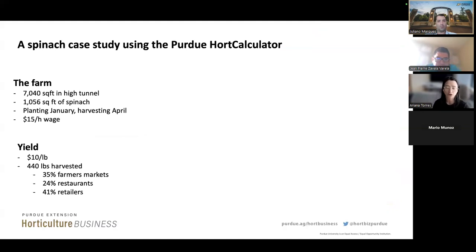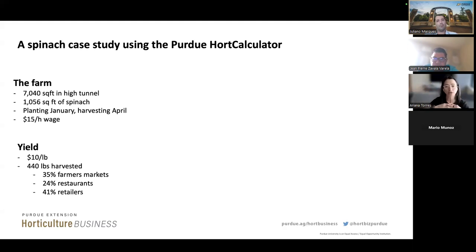So let's say we have a case study using the HortCalculator of a farm that has 7,000 square feet on their high tunnel. Out of them, about 1,000 are planted with spinach. And there is a planting range and an hourly wage for labor. If the yield is 440 pounds and they're sold at a farmer's market at about $10 per pound, then the HortCalculator needs all this information. It's going to need how much you spend on seeds, what the equipment is, and if you have a high tunnel, how much you paid for it, etc.